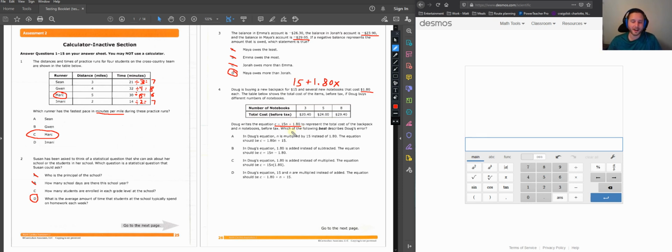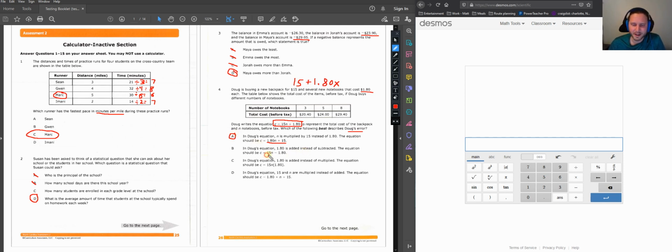So this one is asking which of the following describes his error. They're telling you Doug is wrong. This is not the right equation. So A says in Doug's equation, N is multiplied by 15 instead of 180. The equation should be this. Yeah, that's exactly what we were looking for.